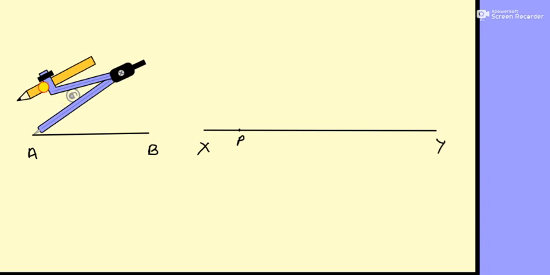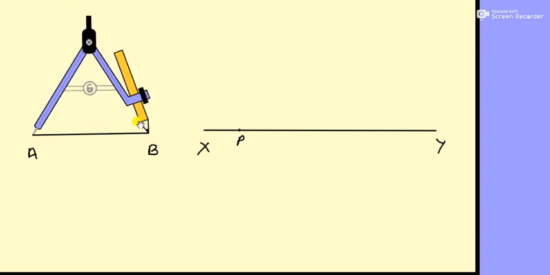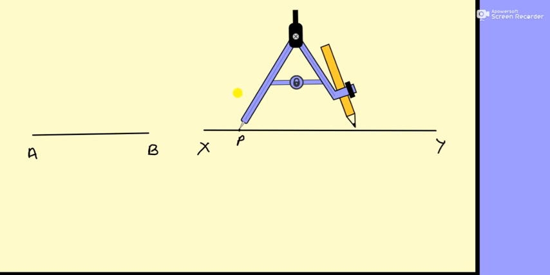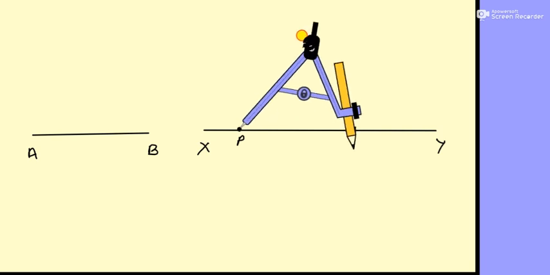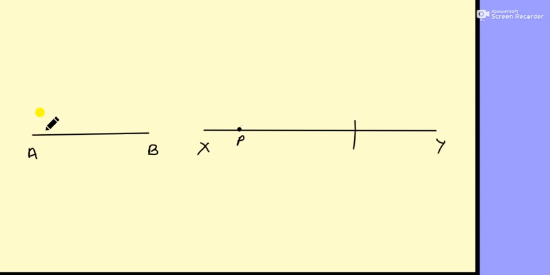And now take a distance AB like this. It is the complete AB distance. Now put the compass at point P and make an arc like this. Make this arc and then remove the compass. So this point is Q. As you know, always remember, PQ is equal to AB.